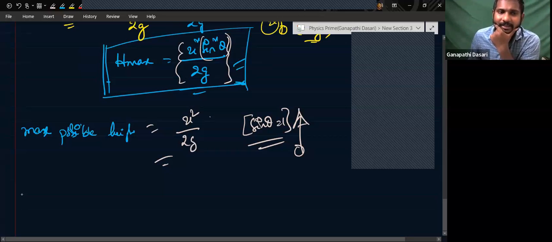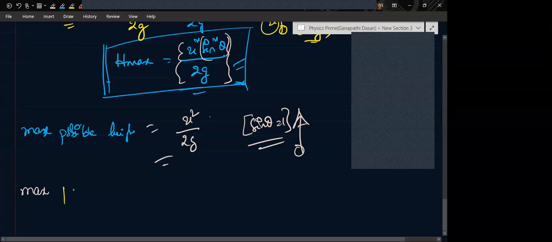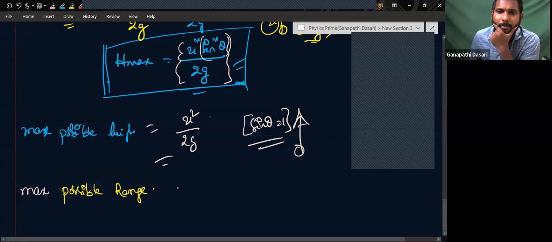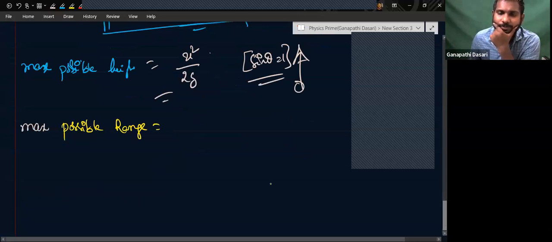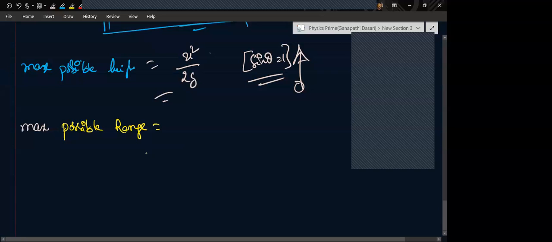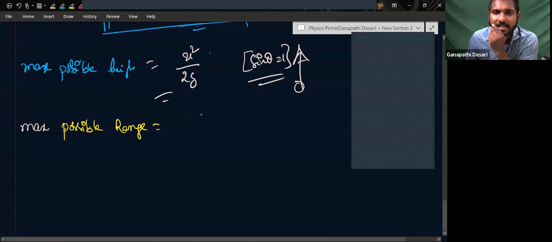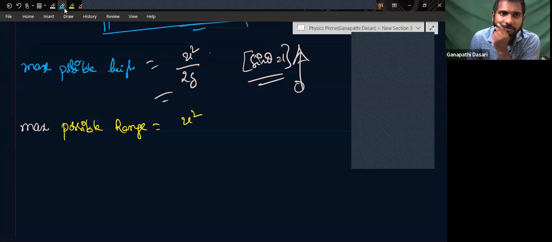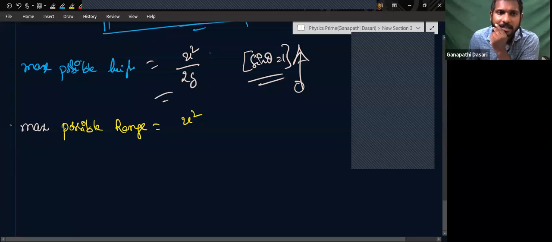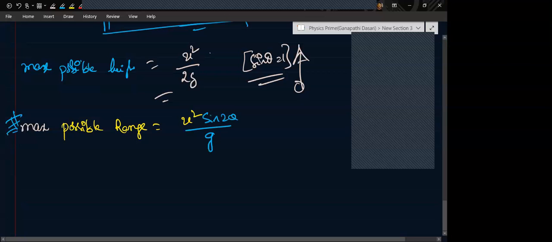Then maximum possible range. Maximum possible range, how much? Max possible range, sir. U square by G. Carefully see, Varun, this is highly important. U square sin 2 theta by G is the range.